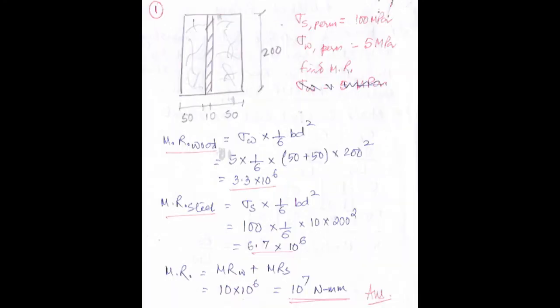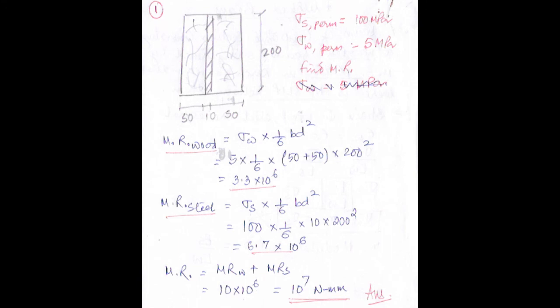Let us see the question. The question is, find the moment of resistance of the flitched beam as shown in the figure. You can see the diagram. The diagram is given. You have to find the moment of resistance. What else is given? Sigma S permissible, that means the permissible bending stress in steel is 100 MPa. The permissible bending stress in wood is given as 5 MPa. These are all the given data. What we have to find is the moment of resistance.